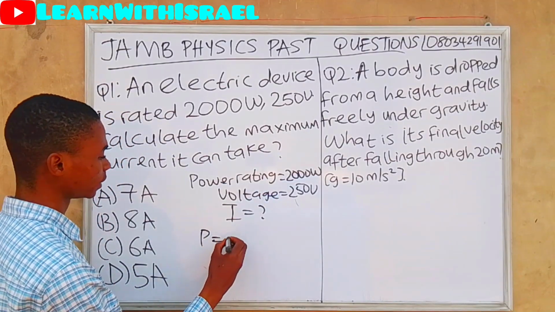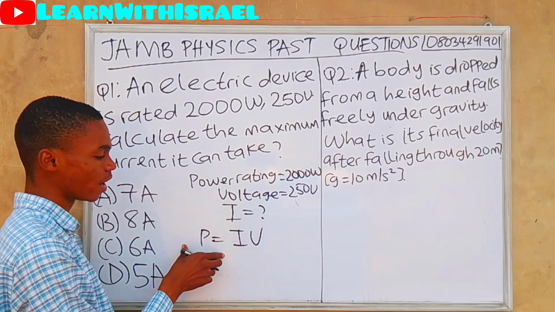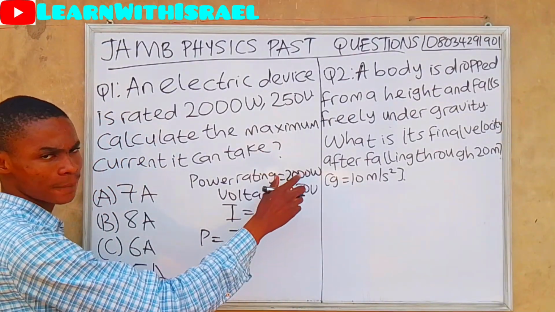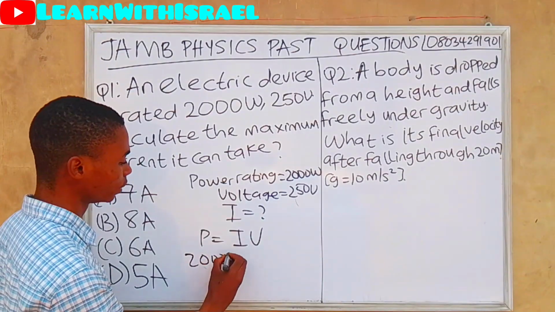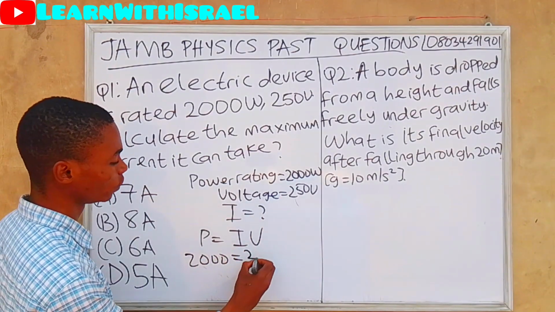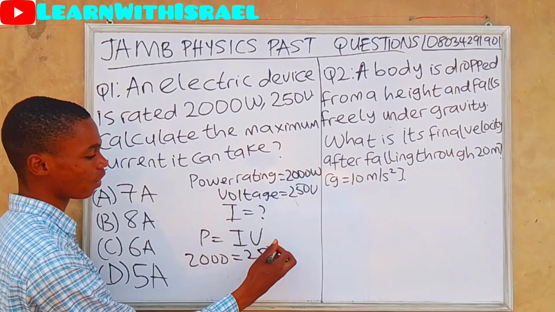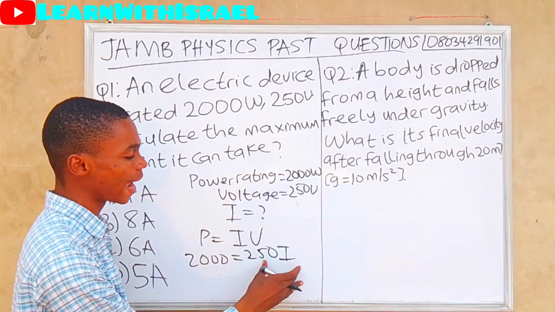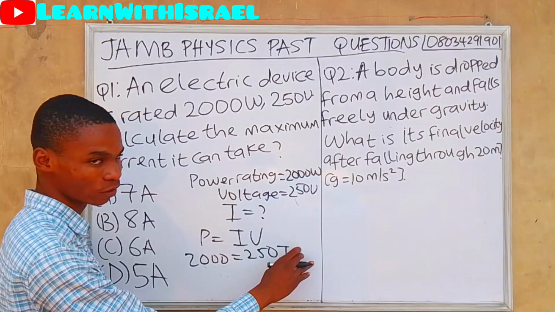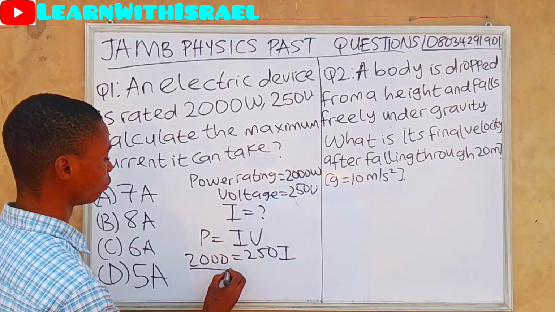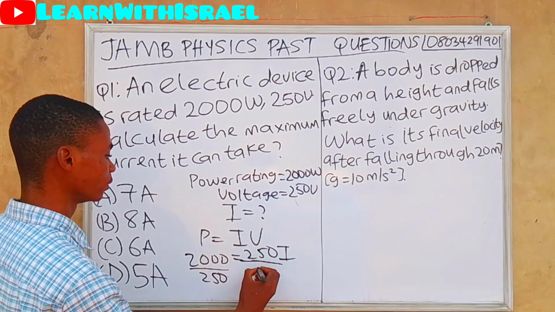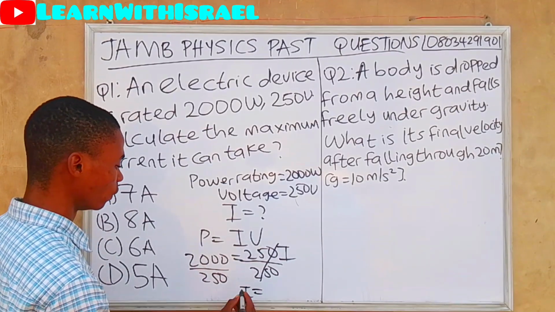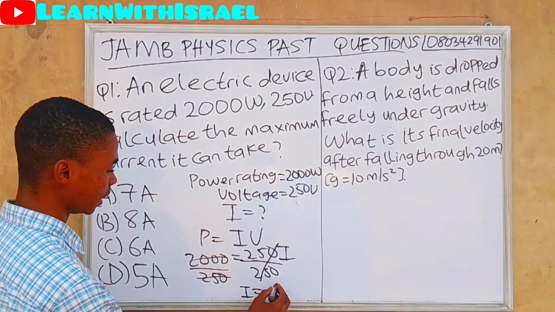So P equals IV. The formula for power equals current multiplied by voltage. So we are given our power as 2000 equals our voltage 250 multiplied by our current I. To make I the subject of the formula, let's divide through by 250. So 250 cancels 250. I equals 2000 divided by 250 will give us 8.